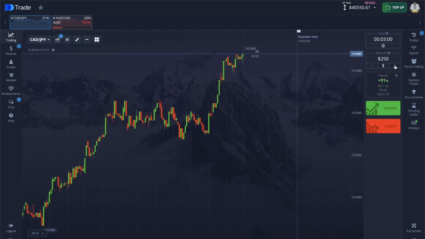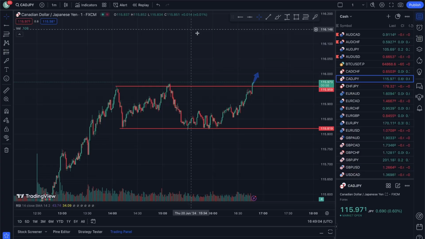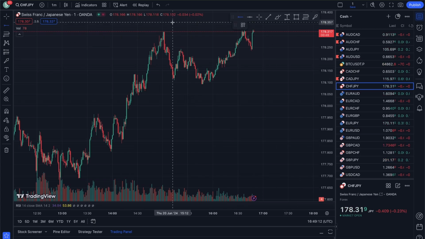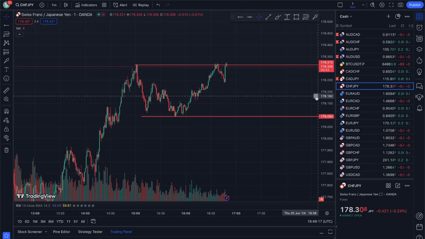I think we won't even wait and we'll open a position with an increased volume of $500 because I am mostly confident that the third touch is always a breakout. Moreover, the price was actively approaching the resistance level and eventually broke through it.